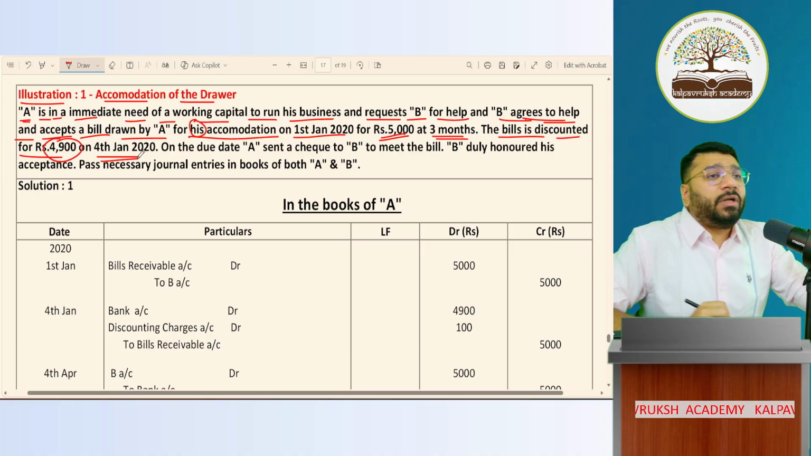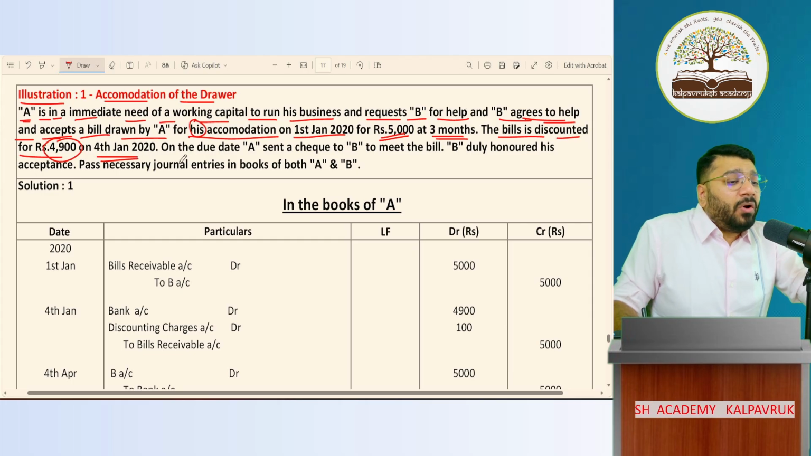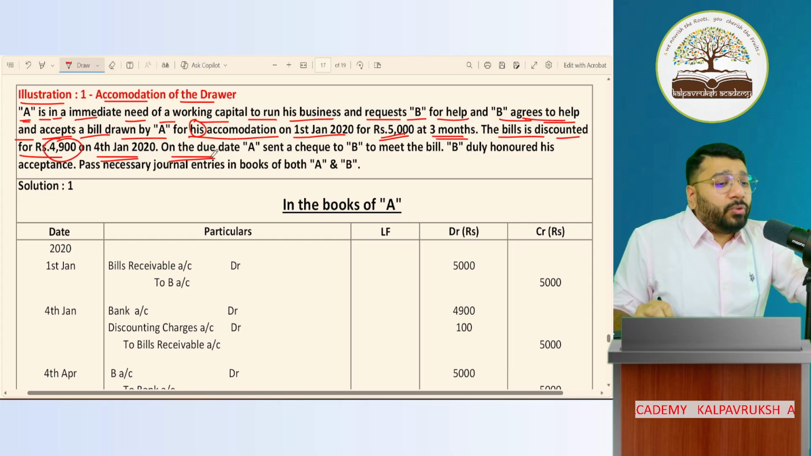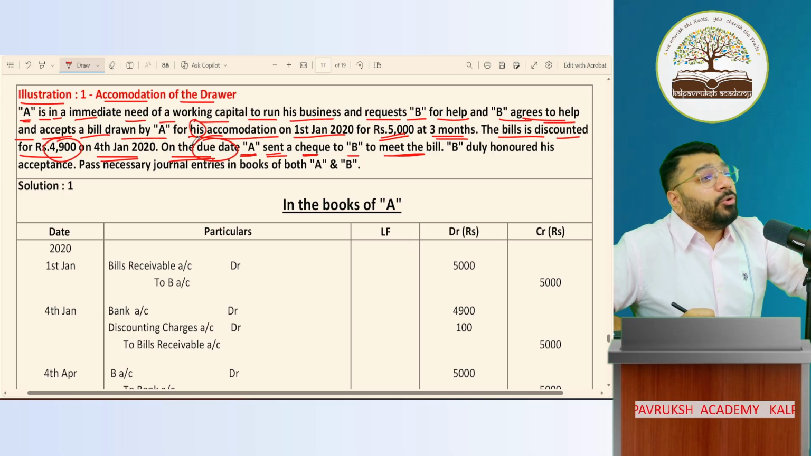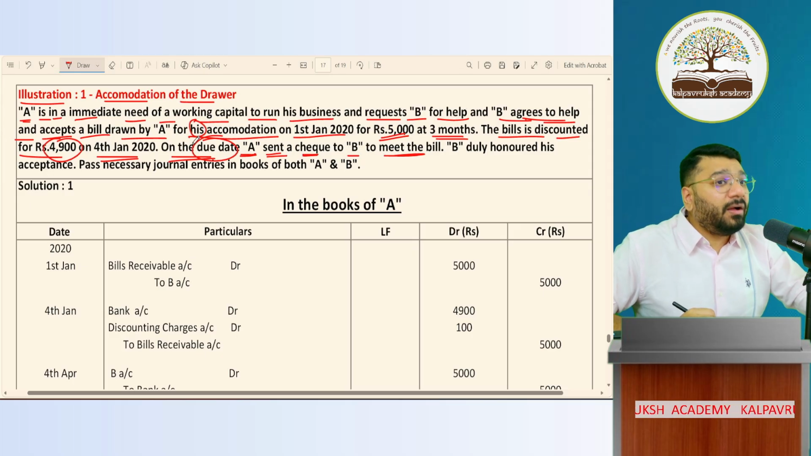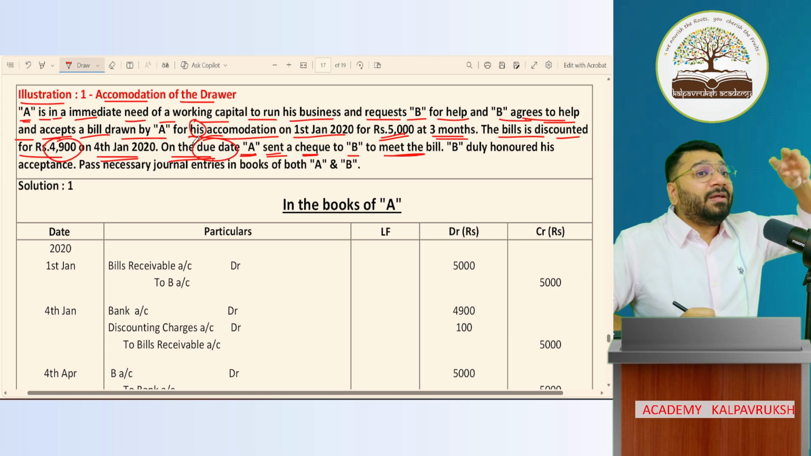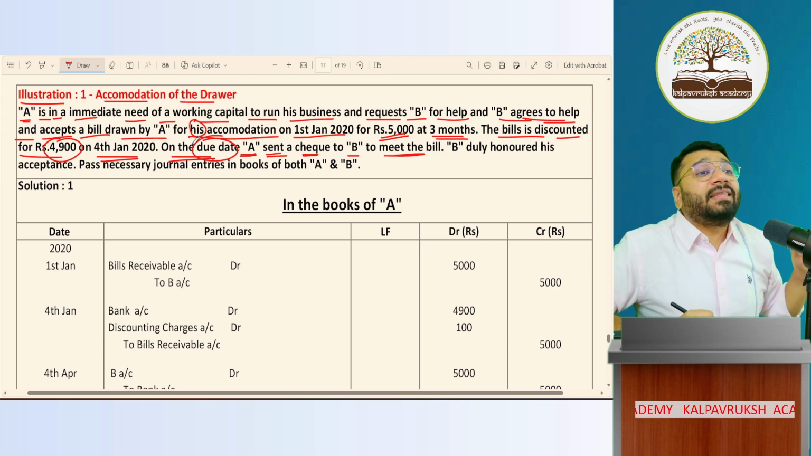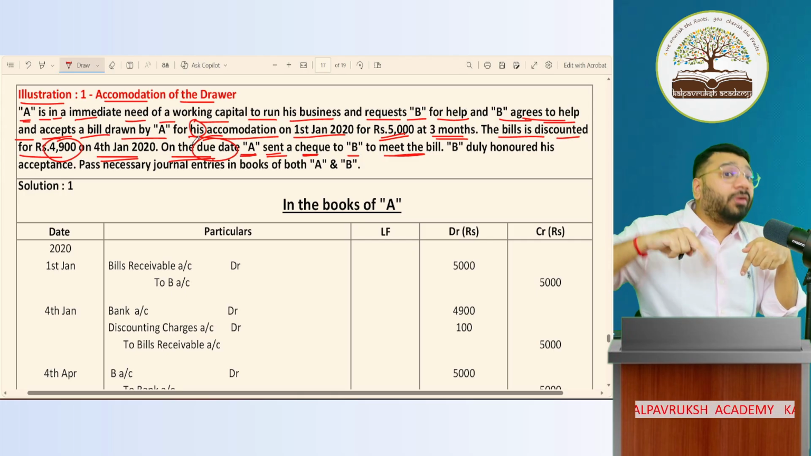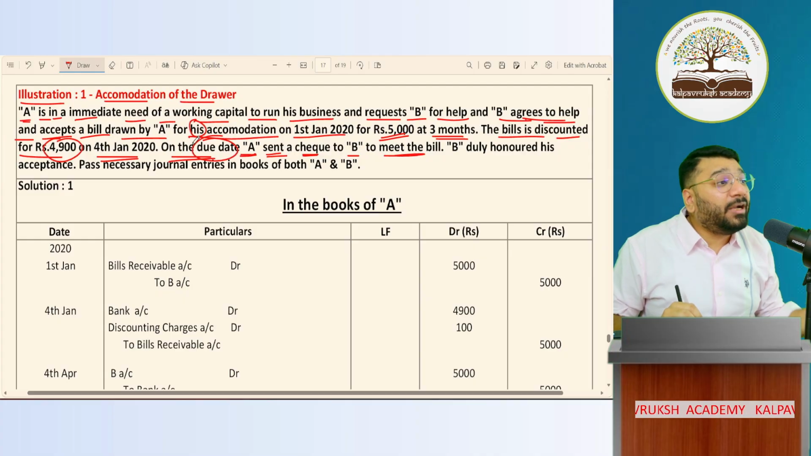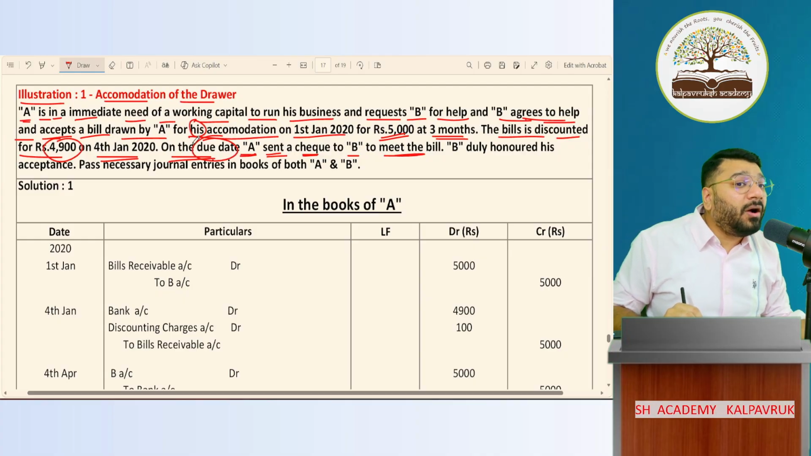When was the bill discounted? 4th Jan 2020. On the due date, A sent a check to B to meet the bill. Now due date here is not maturity date. Due date here is due date only. A has given the check on the due date. 3 days it will take to clear the check. So if A is giving a check today, 2 days later or 3 days later only the money will get credited to the bank account. Got it, not got it?